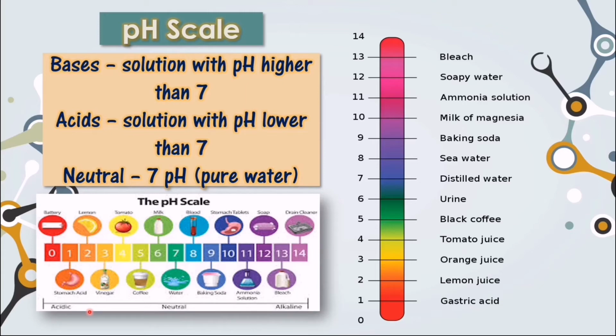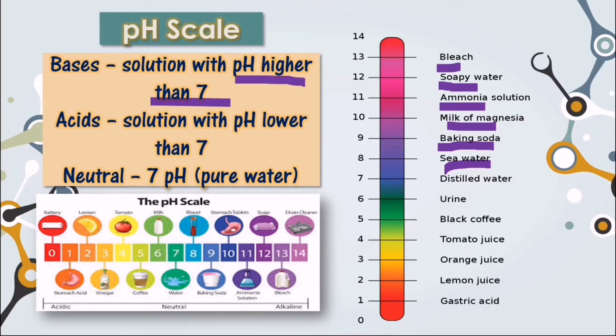Paano ta makahibalo nga kana siya is acid, kana siya is base, kana siya is neutral? So, here, naa ta'y scale, pH scale. Ang bases nga product solution with pH higher than 7. So, kung iyang scale is higher than 7, base na siya. So, we have here example, higher than 7: seawater, baking soda, milk of magnesia, ammonia solution, soapy water, and bleach and other.